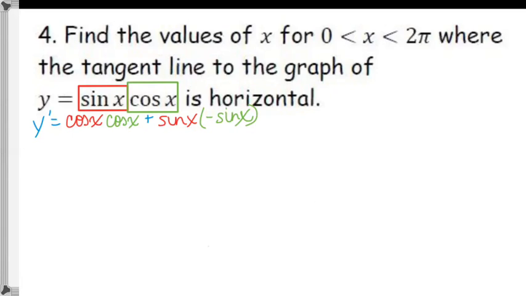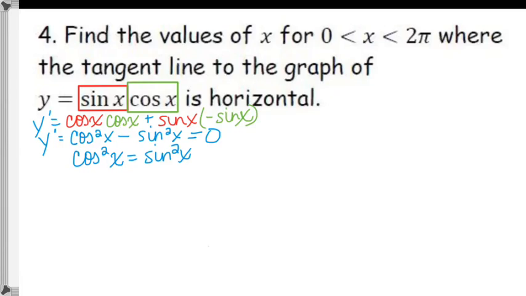So if I was going to simplify this, essentially what I have is y prime is equal to cosine squared, because there's two of them, minus sine squared. Well, I'm going to just set that equal to 0 because a horizontal line has a slope of 0. And I'm just going to move sine squared to the other side. So we're talking about where cosine squared x is equal to sine squared x. And if you want to, you can take the square root of both sides. I'm not going to worry about plus or minus because I'm going to consider both times where cosine is equal to sine.